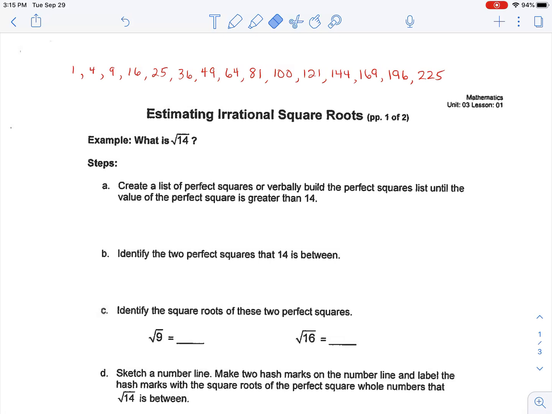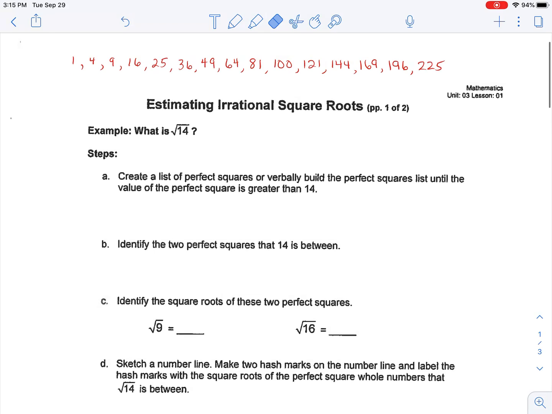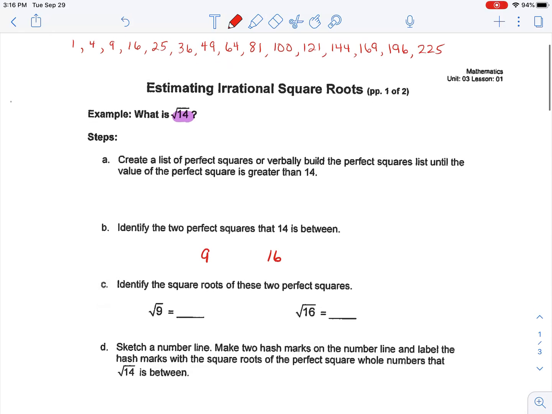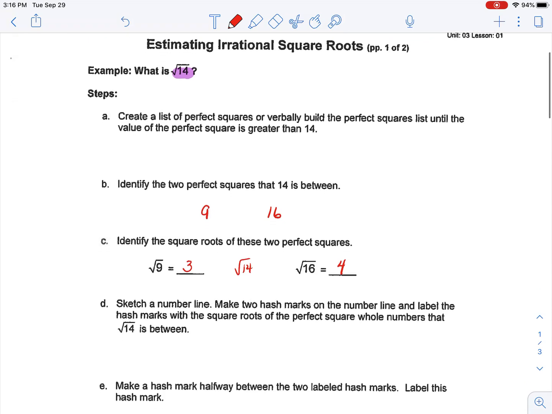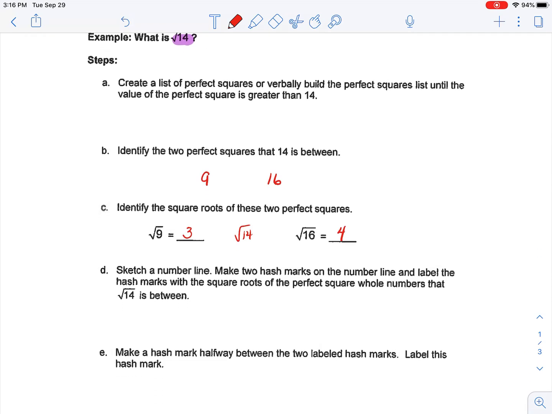Now that I have them listed, I'm going to figure out between which two perfect square numbers a number is, and let's use this example: between which two perfect square numbers is the number 14? So 14 is between 9 and 16. The square root of 9 is 3, and the square root of 16 is 4. What that means is that the square root of 14 is somewhere between 3 and 4. The only question we have left is, is it closer to 3 or is it closer to 4?